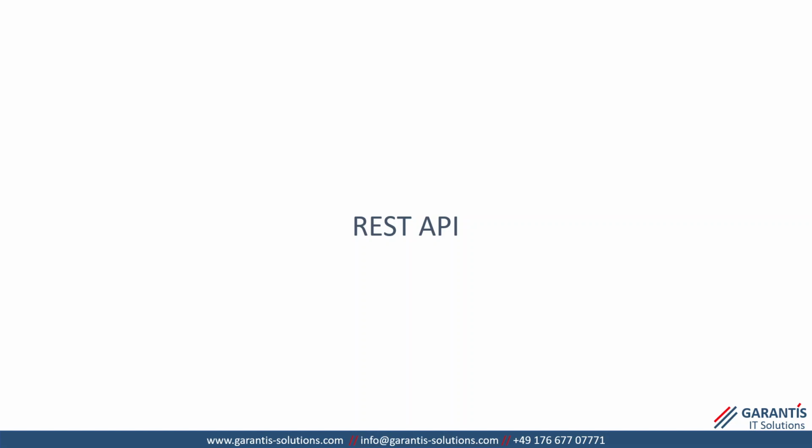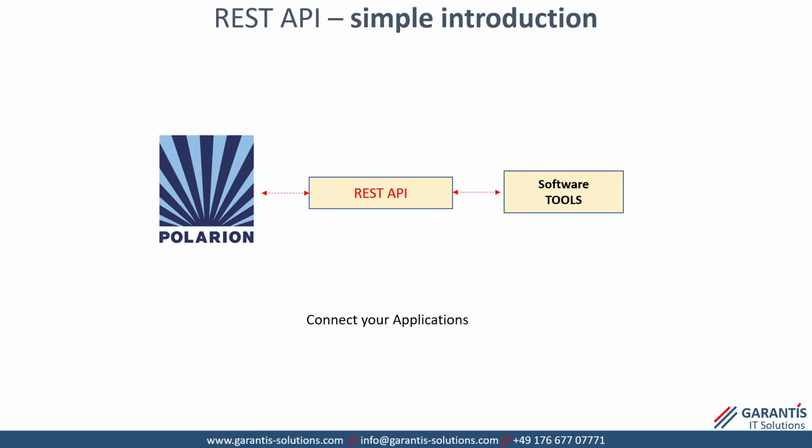And what do we have? A simple introduction to REST API. It is a way to connect applications. You can take Polarion, you can take another software tool, and you can use REST API to make the connection. You can call functions of Polarion from your software tools, and you can manipulate the data, you can extract the data, and this way you create a new way to integrate and connect applications.